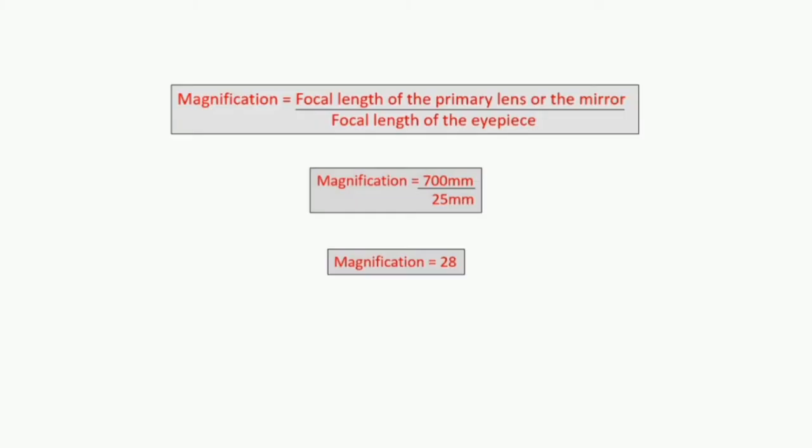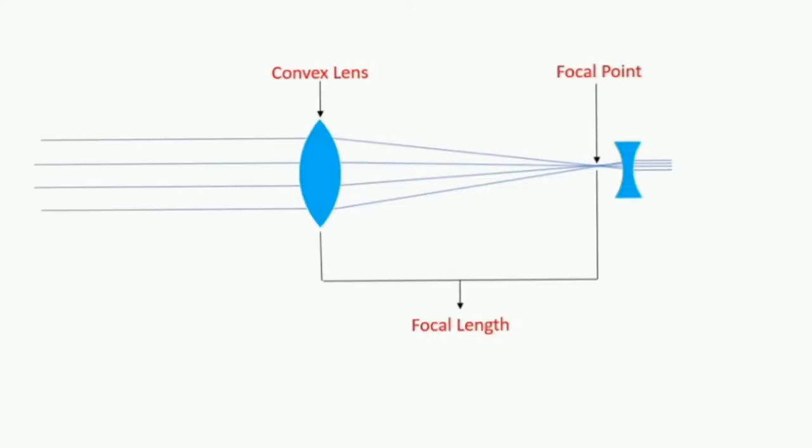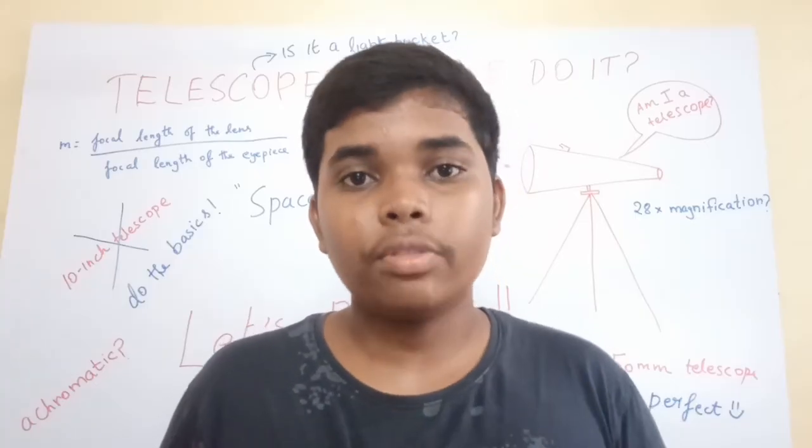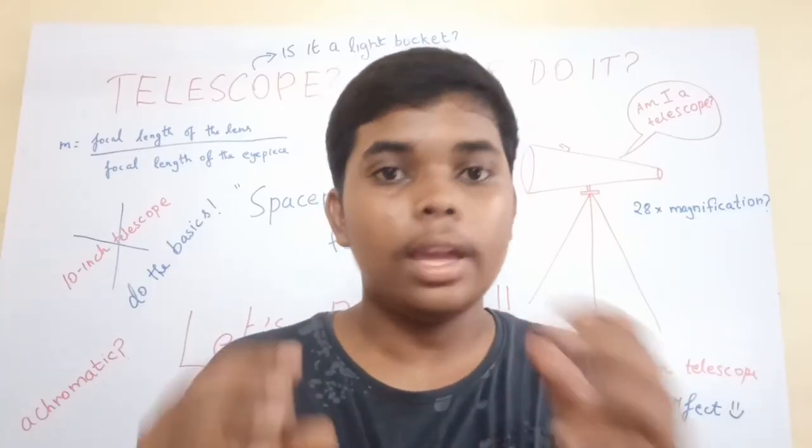The magnification of any telescope can be calculated by the formula: magnification equals focal length of the primary lens or the mirror divided by focal length of the eyepiece. Here it is, magnification equals 700mm divided by 25mm, which gives 28, which leads us to the focal length. The focal length is just the distance between the lens or the mirror and the point where all the light rays converge. Focal ratio.